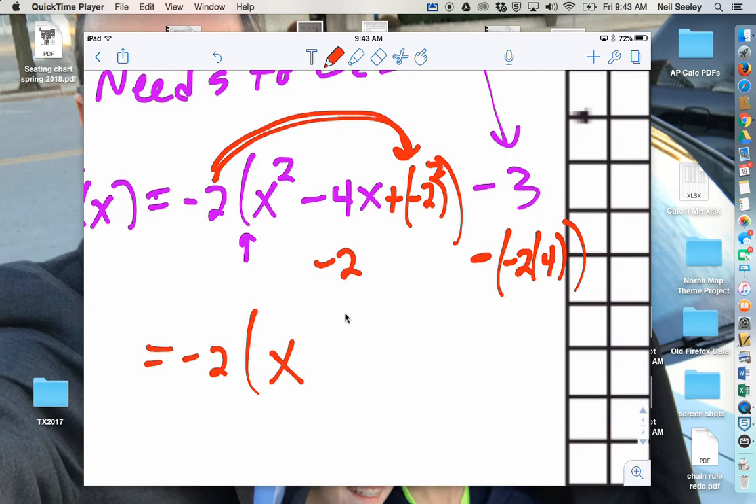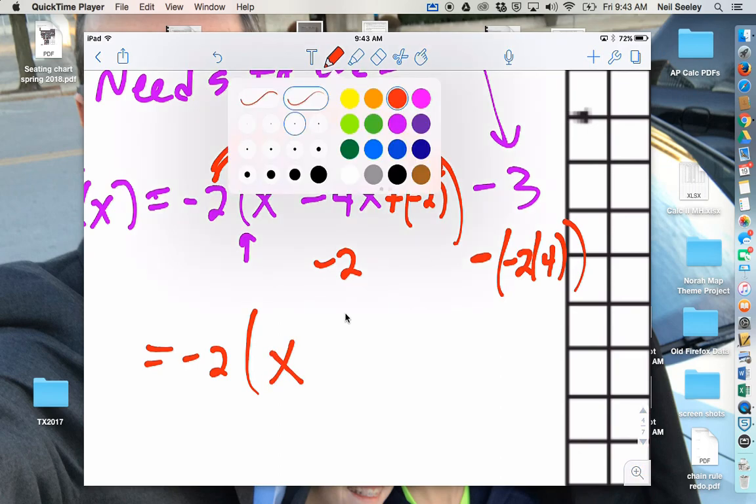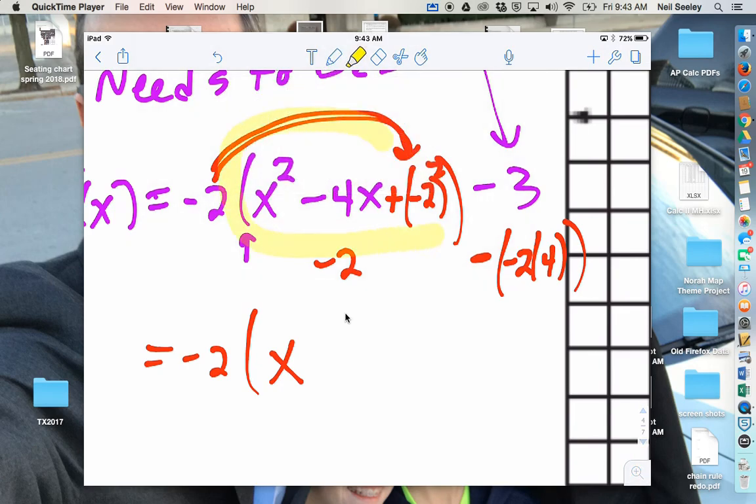This is the next piece, that trinomial that you made, that really important piece. That's where the big bucks are. I'm going to highlight that for us. Look at it with me right here. That trinomial is now x minus 2 quantities squared. So that's what we're going for.